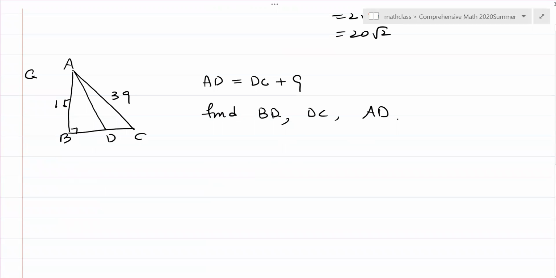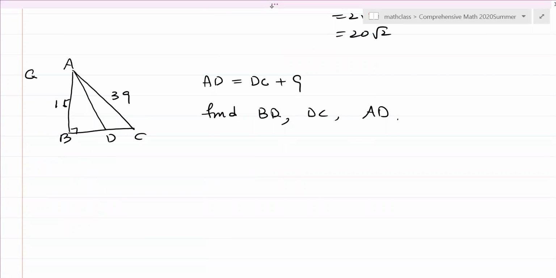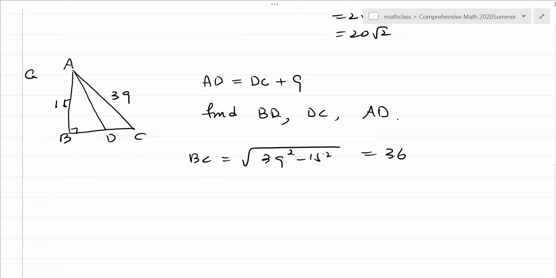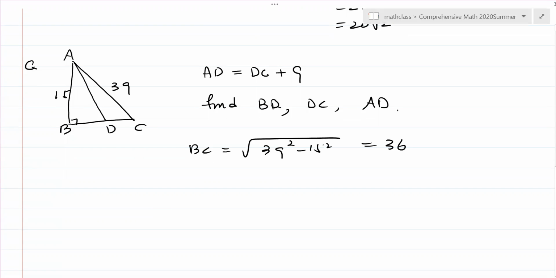So this is a right triangle, right? The first thing you have to do is find the other side, BD, DC. This is a right triangle, so by the Pythagorean theorem it is going to be 39 squared minus 15 squared. So this is going to be 36. Then you apply the Pythagorean theorem to this large triangle.